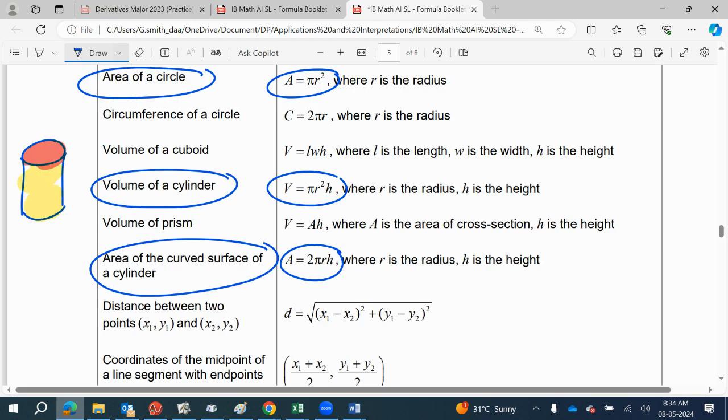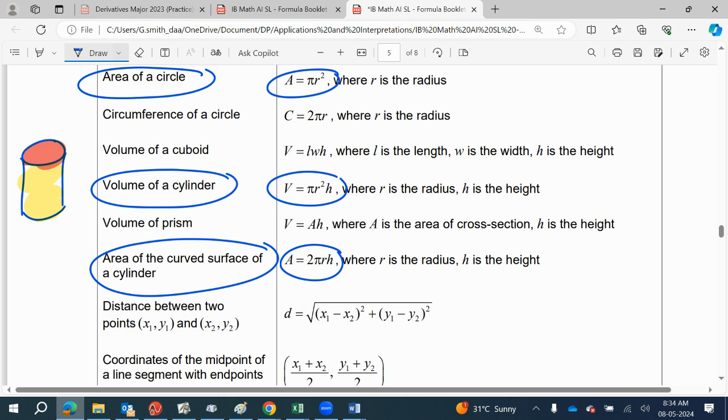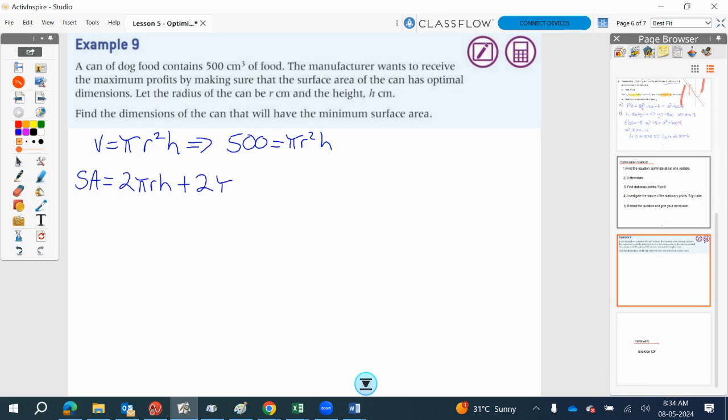Let's build a formula for the surface area. So that's just 2 pi r h. So the surface area is 2 pi r h plus 2 circles. What's the formula for a circle? Pi r squared. So 2 pi r squared. This is 2 circles plus the curved surface area.